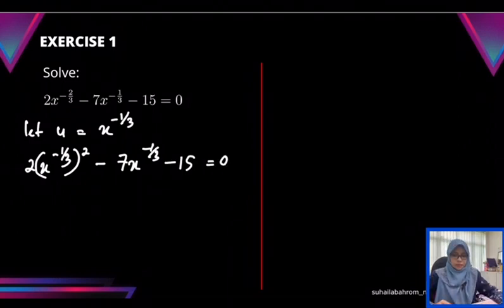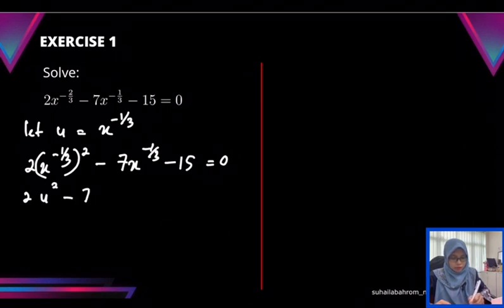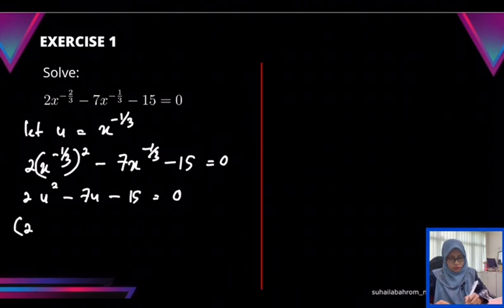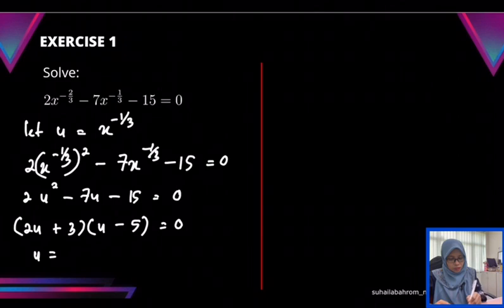is equal to 0. And then x power of negative 1 over 3, we can put in terms of u. So 2u squared minus 7u minus 15 is equal to 0. And then again, we have a quadratic, we can factorize this equation. So 2u, u is equivalent to 0. And for you to get 15, we can have 3, 5. And then this one is minus, this one is plus. Therefore, you will get two values of u. One of the u is negative 3 over 2 and another u is equivalent to 5.